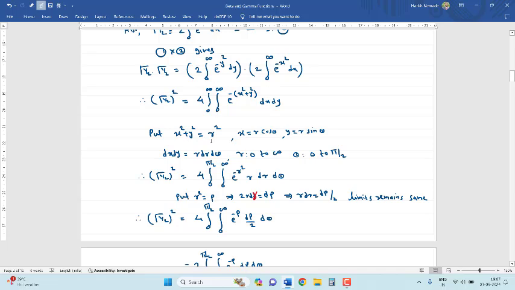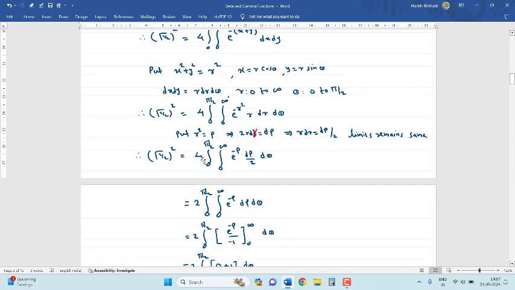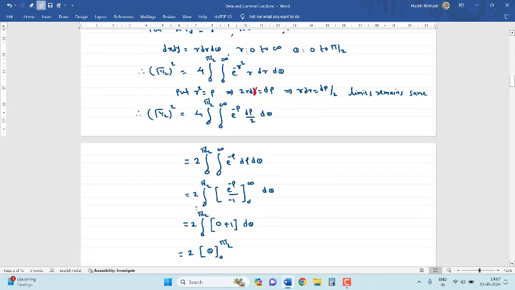So therefore gamma 1 half square is equal to 4 times integration from 0 to pi by 2, integration from 0 to infinity, e raised to minus p into r dr as well, dp upon 2. So this dp upon 2 into d theta. So this is equal to 4 divided by 2, that is 2. So it is 2 times integration from 0 to pi by 2 into integration from 0 to infinity e raised to minus p dp d theta.